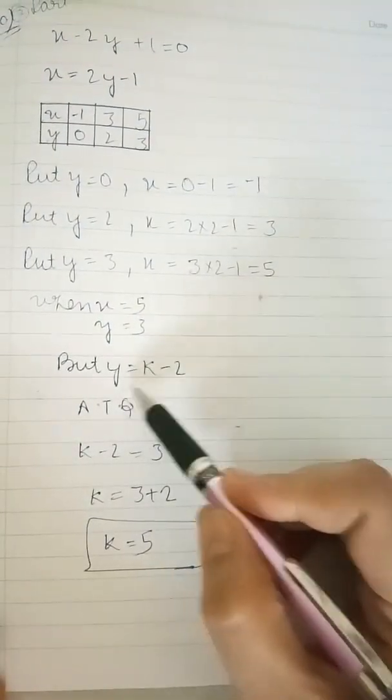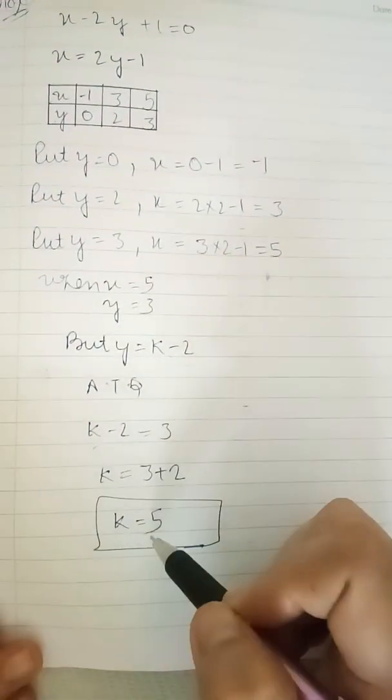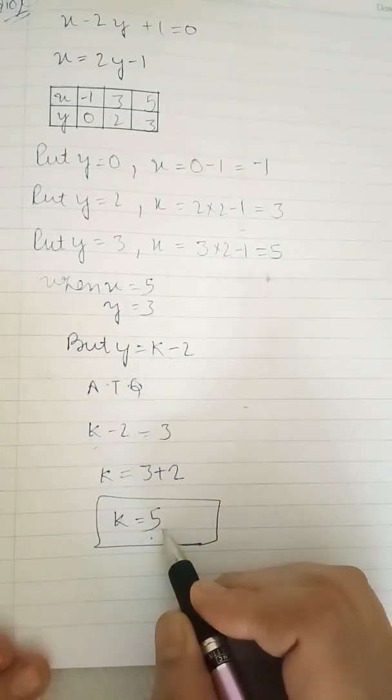y is equal to 3 and y is equal to k minus 2. It means we can equate them. After equating them, you will get the value of k, and the value of k will be 5. So this is about the first exercise.